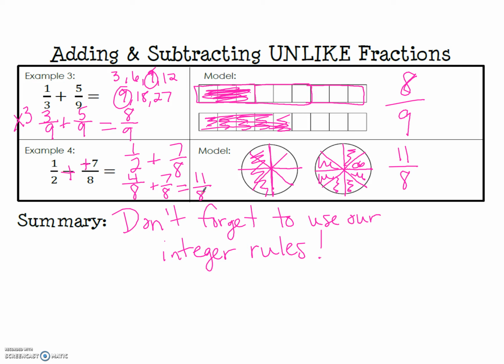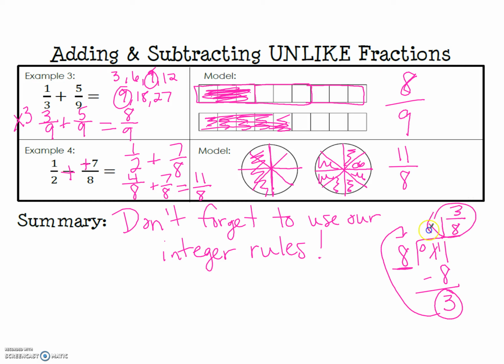Now, we probably don't want to leave it that way. So remember, we do 11 divided by the denominator. How many times will 8 go into 11? That's 1. So 1 times 8 is 8. How many are left over? We have 3 left over. That becomes my numerator. This is my denominator. So we have 1 and 3/8 as our simplified answer. Okay, so that is how we subtract using unlike denominators.